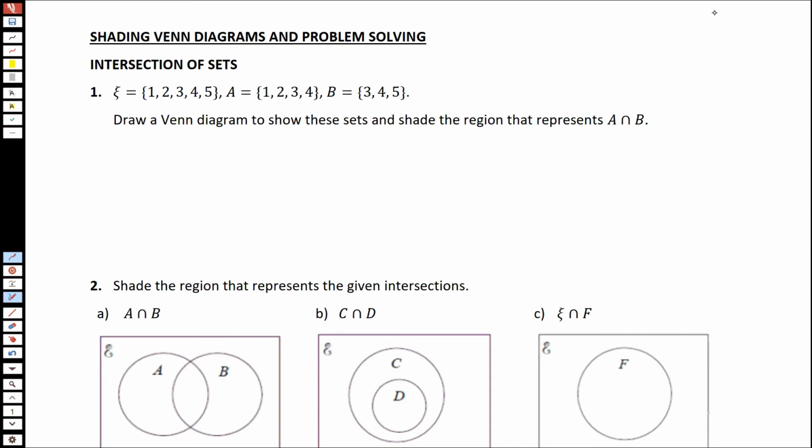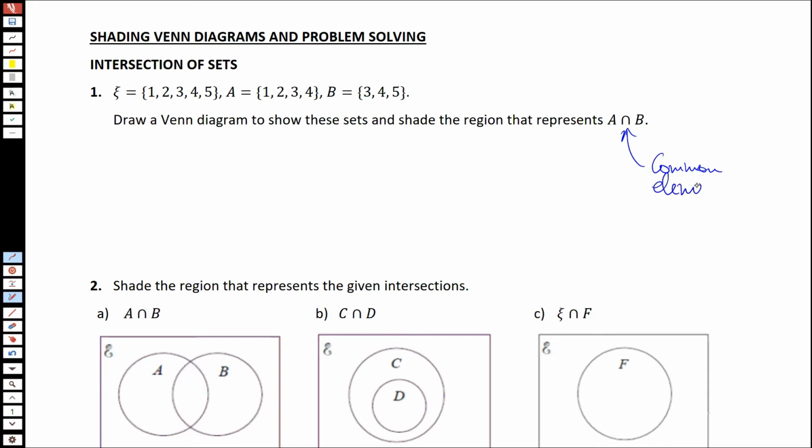In this video, I'm going to look at shading of Venn diagrams and solving problems involving Venn diagrams. So the first question here, we are required to draw a Venn diagram and represent the common elements in these two sets, A and B. So here what's required is the common elements.